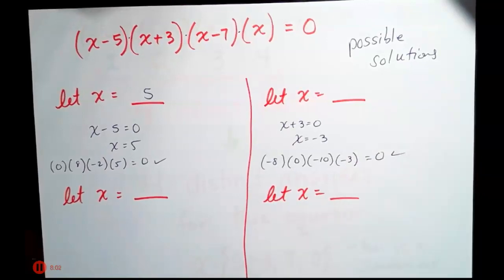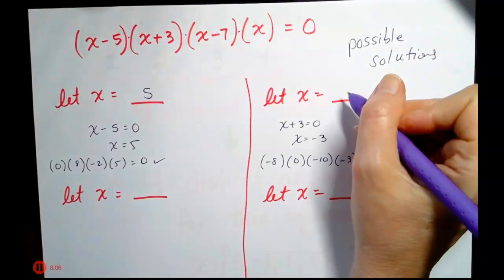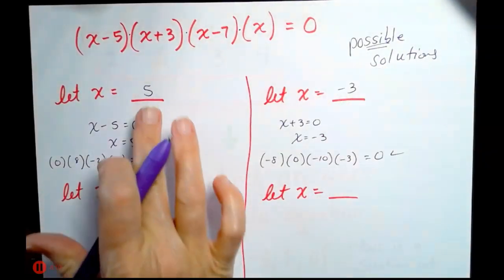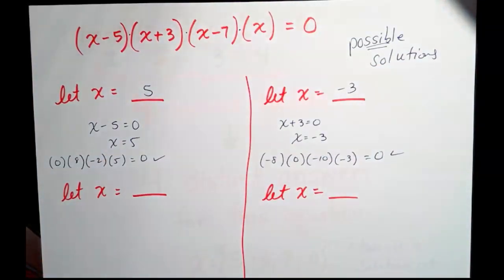It checks, because 0 is just one of the factors. So x could possibly be -3. So x could be 5. That would make it true. X could be -3. That would make it a true statement.